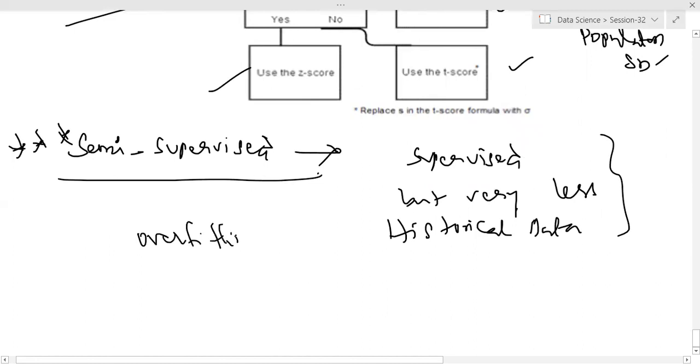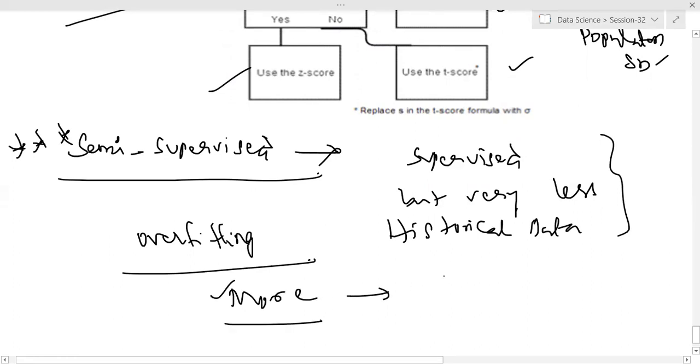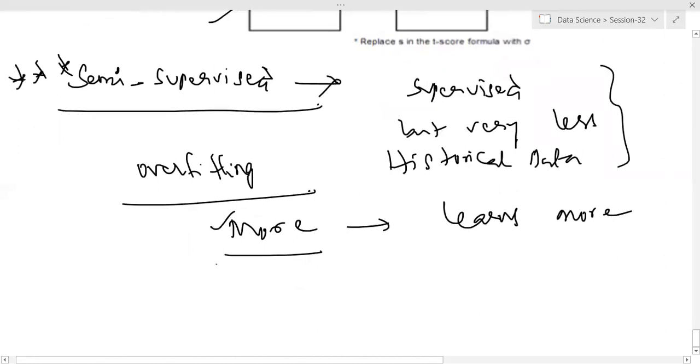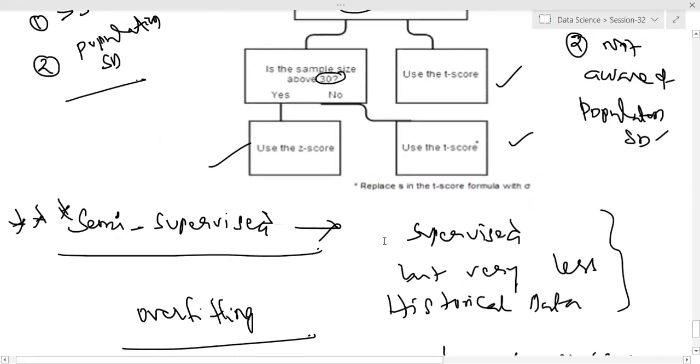Because if you get more data, it learns more. If you have less data and you get new data, this model is gone. It is only memorizing by heart. Less data means it is not going to learn anything. Definitely, it is rote memorization. That's all. So that is how you can refer to semi-supervised.